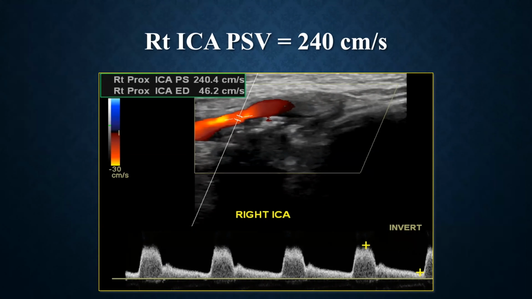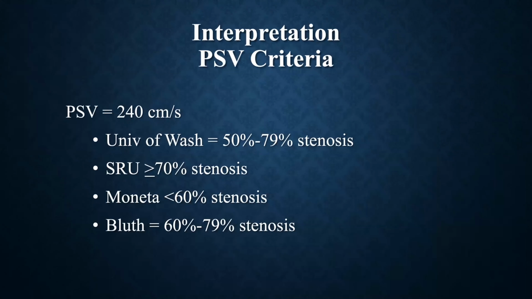So what does that translate to? What is the degree of stenosis? Well, that depends on which criteria you use. If you use the classic University of Washington criteria, that would be about a 50 to 79% stenosis. By SRU criteria, a velocity of 240 is greater than 70% stenosis. Mineta from the vascular surgery world would classify this as less than 60%, and Bluth would make it 60 to 79%. So you can see here, there's a great variability in something that's considered either close to 80% or less than 60%, depending on the criteria.